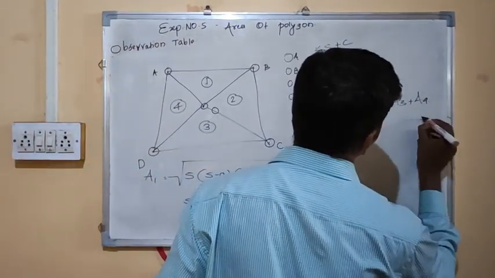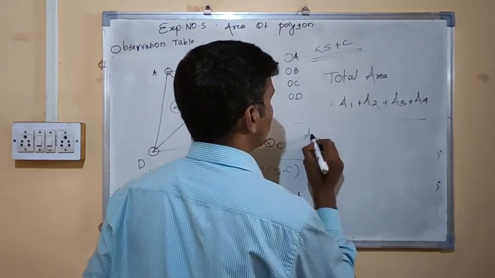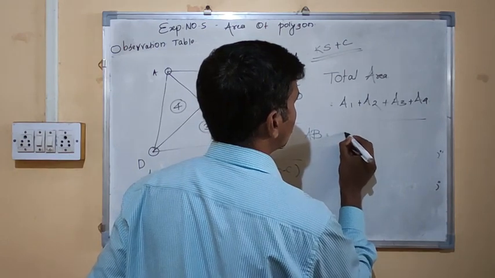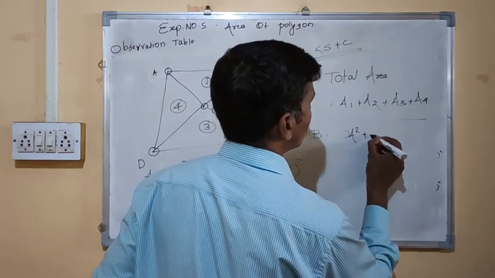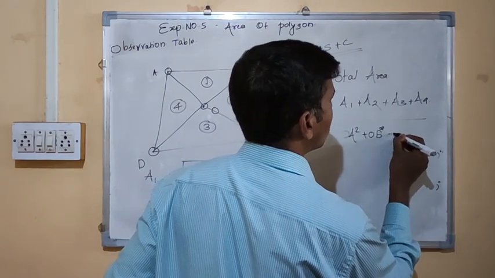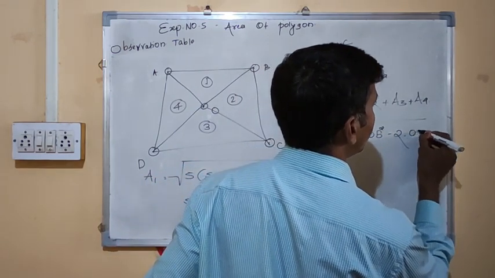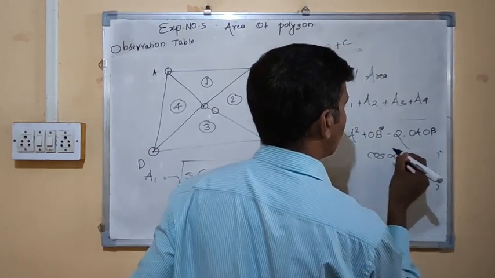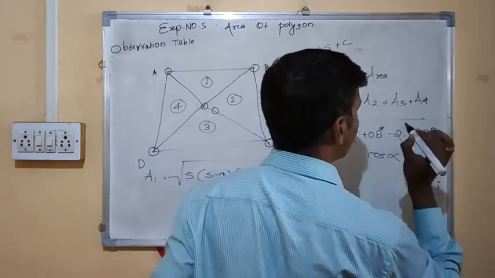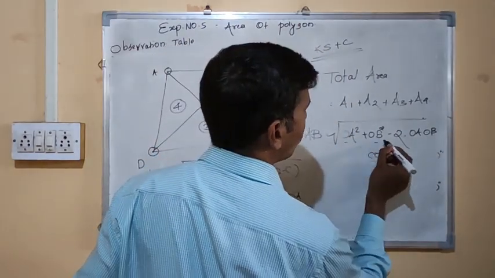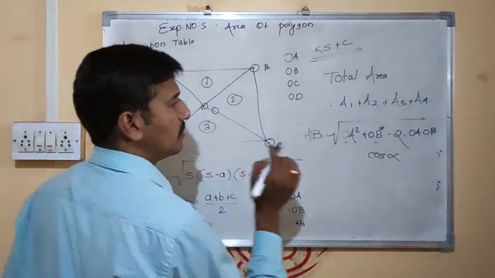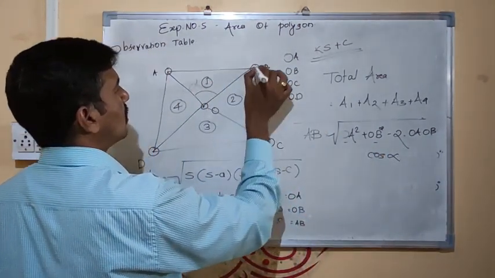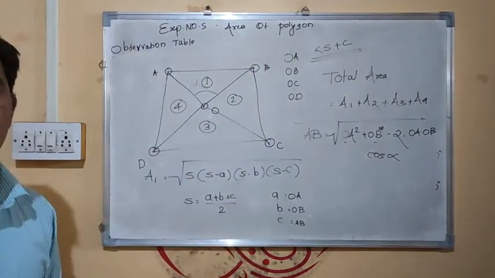The cosine rule is AB will be equal to the square root of OA square plus OB square minus 2 into OA into OB into cos of alpha, where OA and OB are the 2 sides of the triangle, and alpha is nothing but the angle between OA and OB.